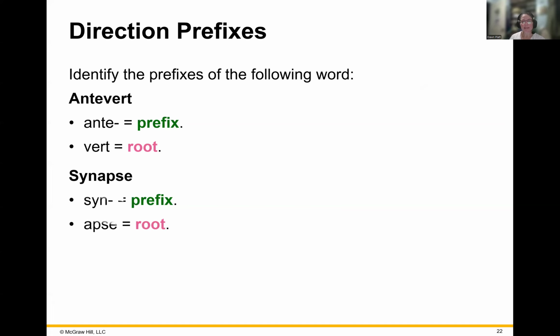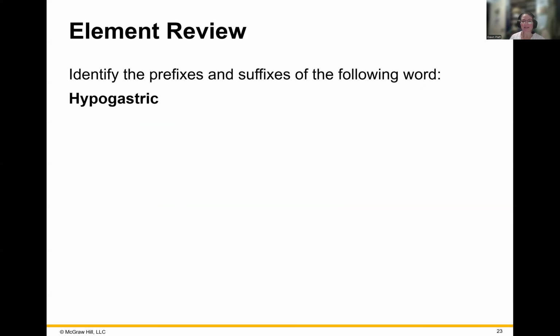Directional prefixes. We've got anti as a prefix, sin is a prefix. And then again, let's take a look at hypogastric. In a previous slide, we identified hypo as a prefix. Gaster means stomach, that's the root word, and ic is going to be the suffix. So take a look at it.